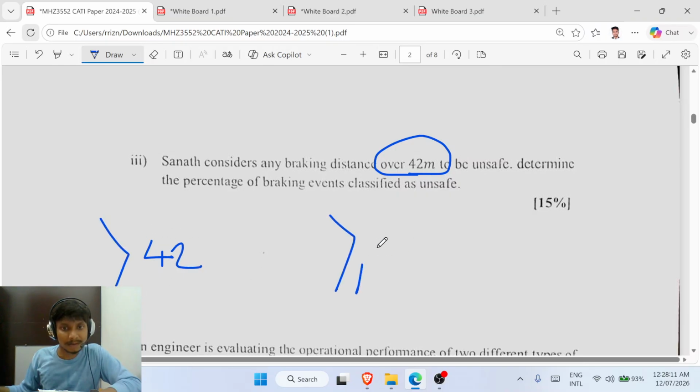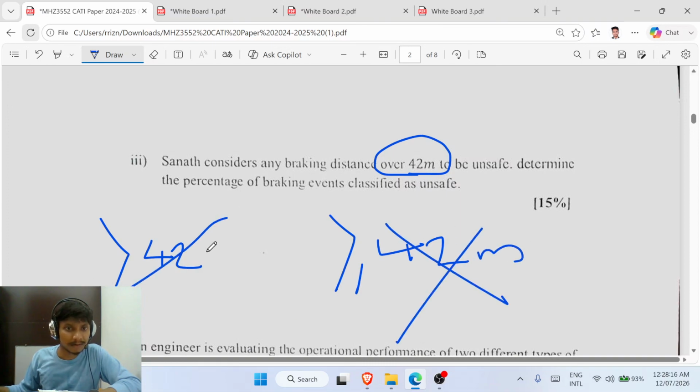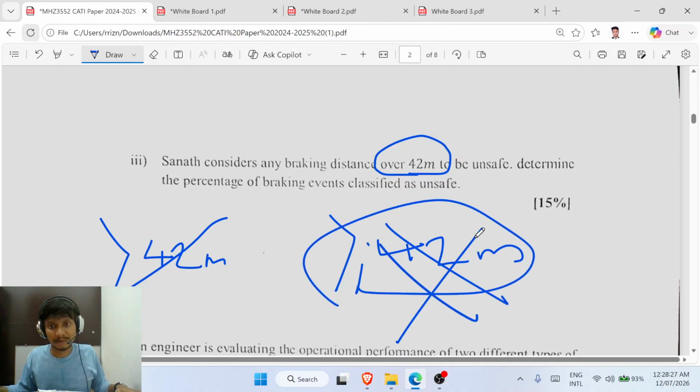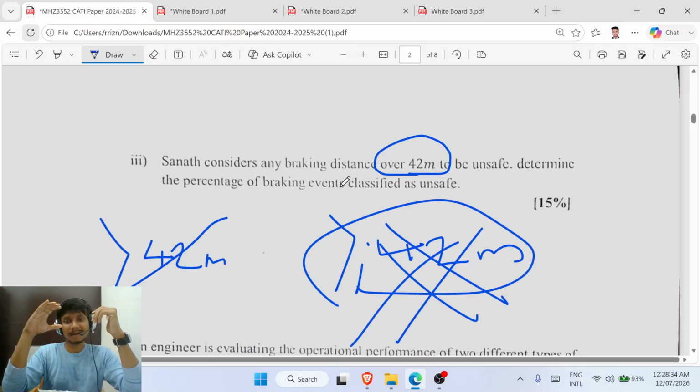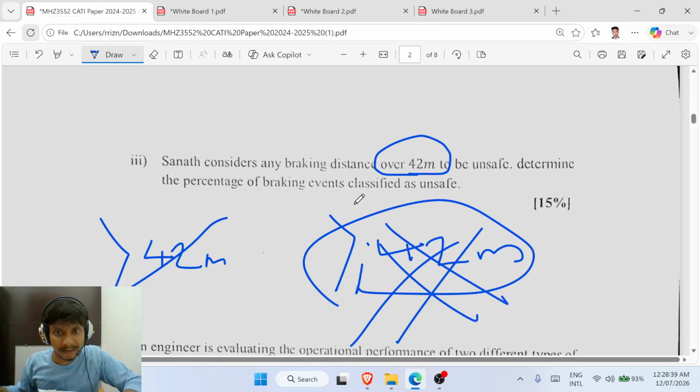Braking distance over 42 meter means greater than 42 meter. If you write anything else, that is very wrong. To be unsafe means Sanath considers greater than 42 meter unsafe. Determine the percentage of braking events classified as unsafe.